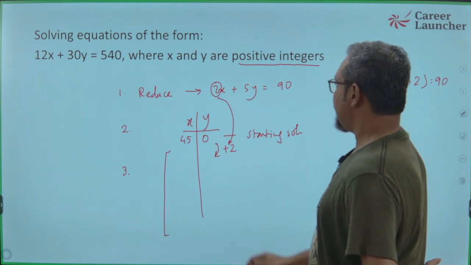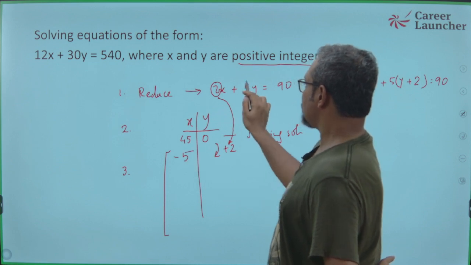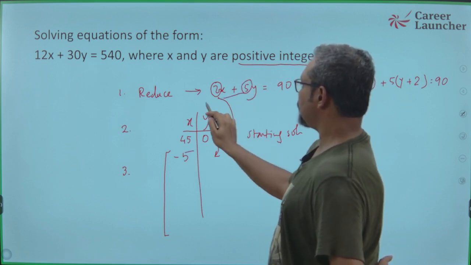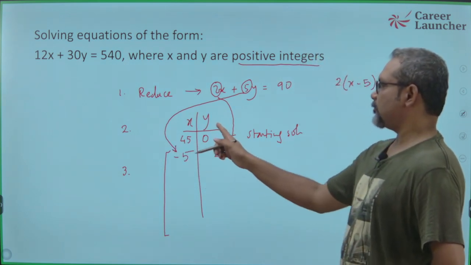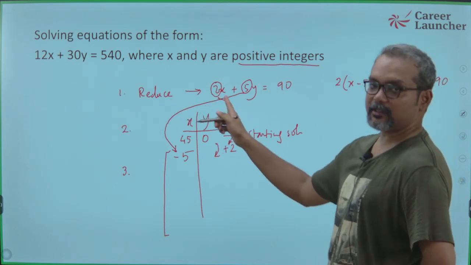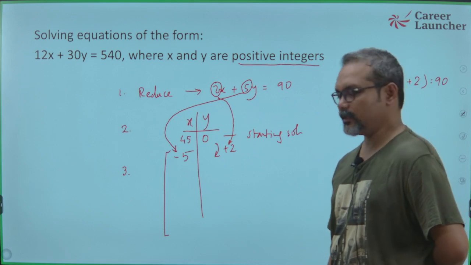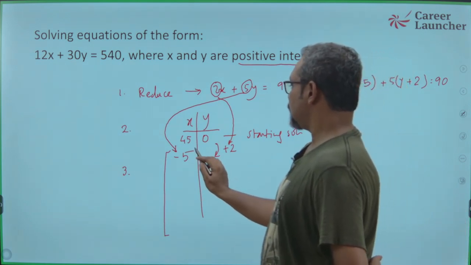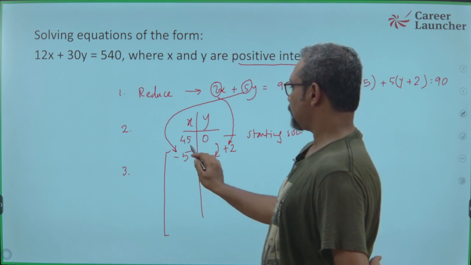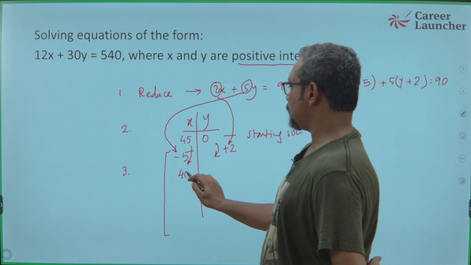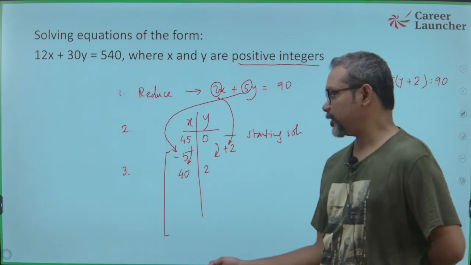And from here I will subtract 5. What is this 5? It is the coefficient of y that I have got after reducing the equation. So the process is, with the y value add the coefficient of x, with the x value subtract the coefficient of y. And you keep on doing that till you get the other solutions. So 45 minus 5, we will have 40 as my next solution, and this becomes 2, and this process will continue.